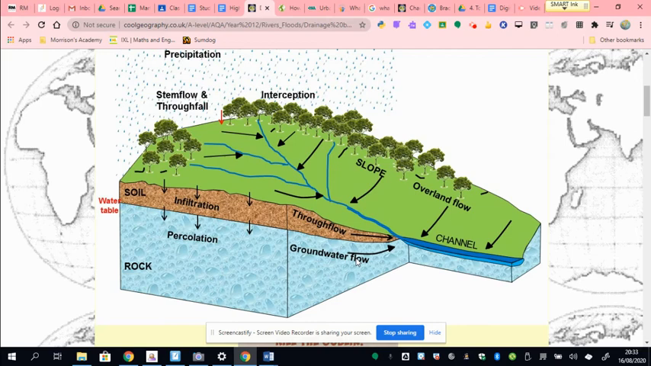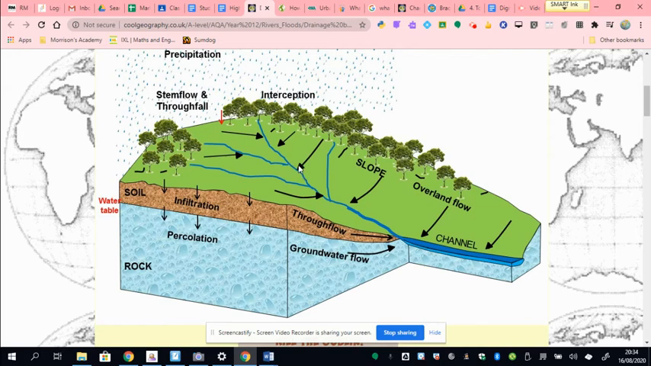I would pause it now, think that through, maybe replay this again and write it in a nice succinct paragraph using the keywords like infiltrate, percolate, drainage basin, tributary rivers, confluence points. Bring in as many of the keywords as you can, in a way that when you read it, you can understand what you've read and it makes sense.